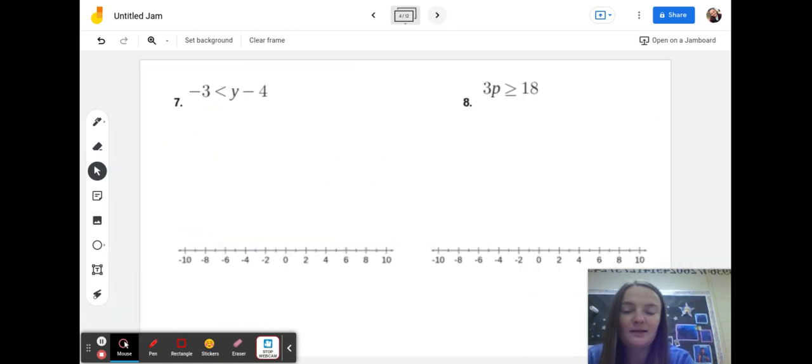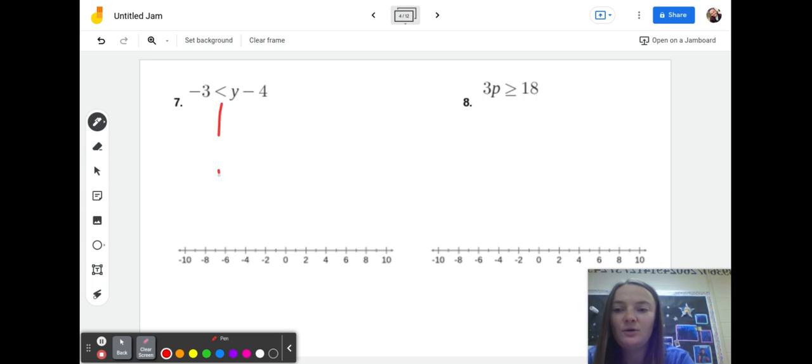All right, let's keep on moving. Next question. These are very similar once again, so I'm going to go ahead and create my line so I know that what I do to one side, I have to do to the other. This time y is on the other side. That's okay. Let's go ahead and solve it. I'm going to add 4 to both sides. I'm going to get 1 is less than y.